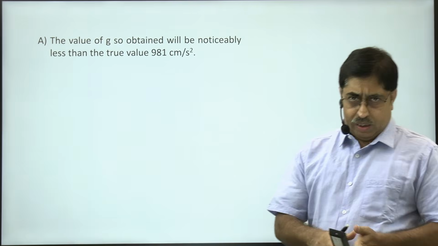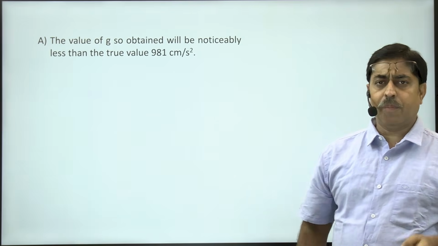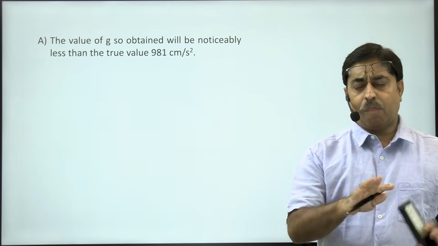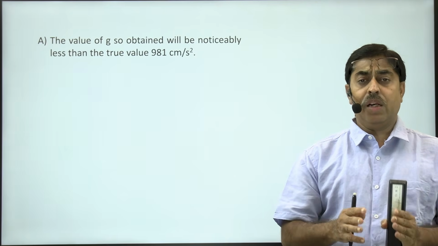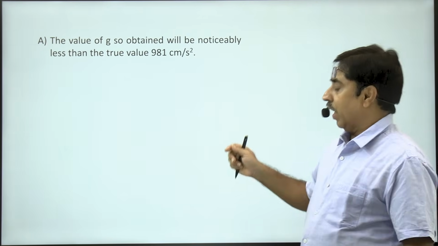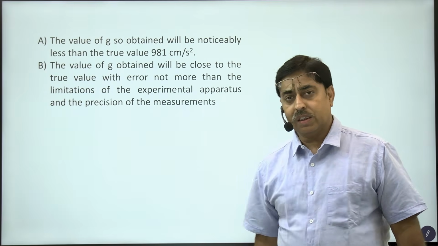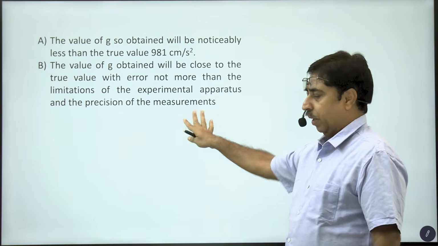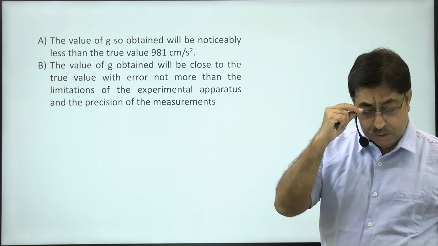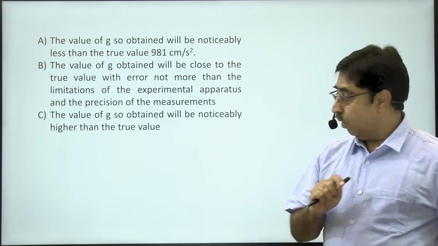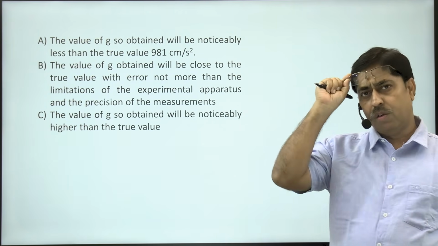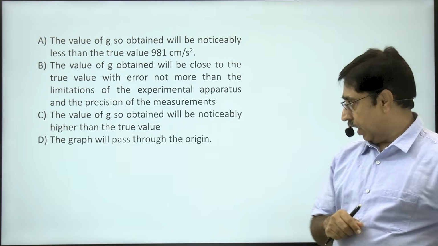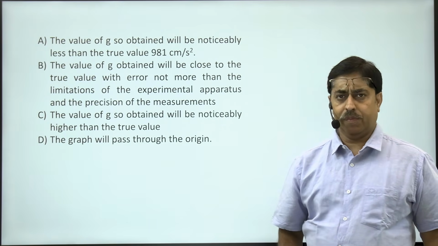That means depending on the kind of instruments that have been used for measurement, there will be some propagation of error. But apart from that, there will be no major significant error as far as the calculated value of g is concerned. That is your second option. I'm sorry, it was not displayed here. Now it is being displayed. The third option: the value of g so obtained will be not noticeably higher than the true value of acceleration due to gravity. And the last option says the graph will pass through the origin.